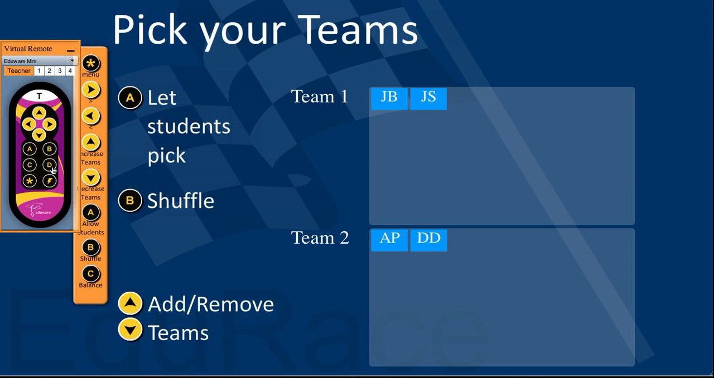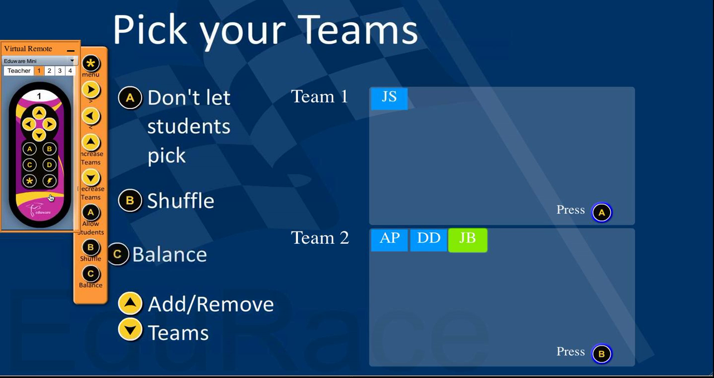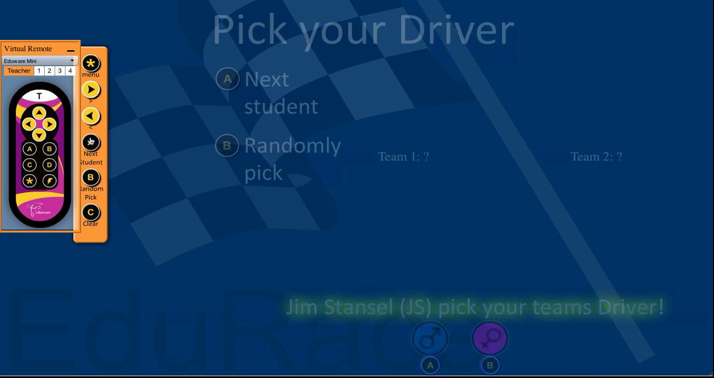EduRace is a team-based game. The default will automatically assign your students to teams. Here we see 2 students and their initials listed, 2 other students and their initials there. You can let the students pick their teams by pressing the letter A. Once you do that, the students' remotes will be activated, and they can press A to be on Team 1, or B to be on Team 2. Once the teacher likes the teams, you can press the right arrow to move forward.